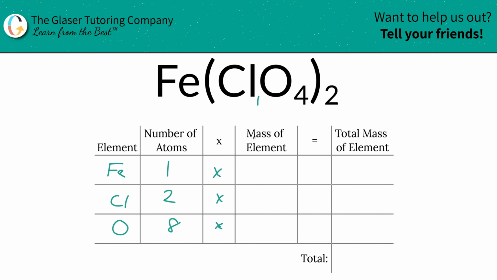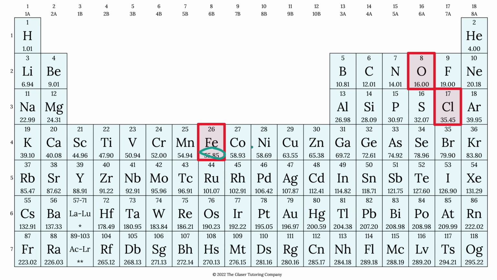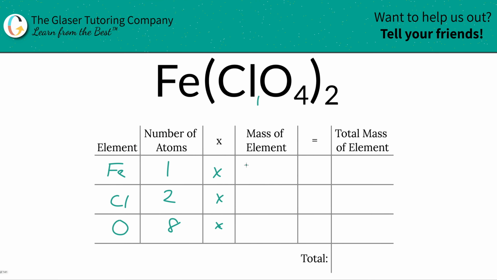Then what you're going to do is multiply those number of atoms by the mass of the element. Where do we find that? Periodic table? You got it. So iron, well, 55.85. Oxygen is 16. Chlorine is about 35.45. So let's write them in. So this is going to be 55.85 for iron. Chlorine is 35.45. And then oxygen is going to be 16.